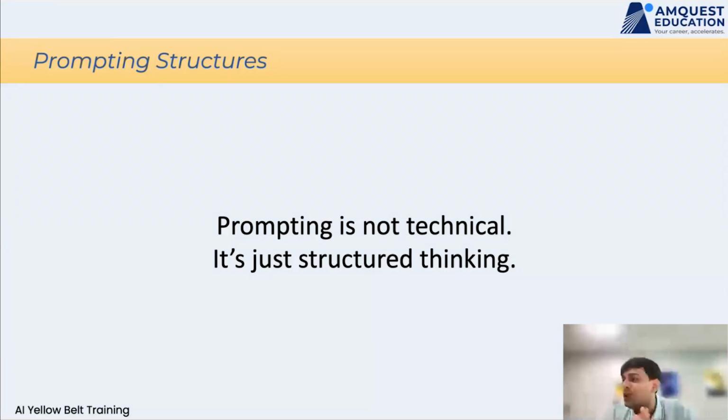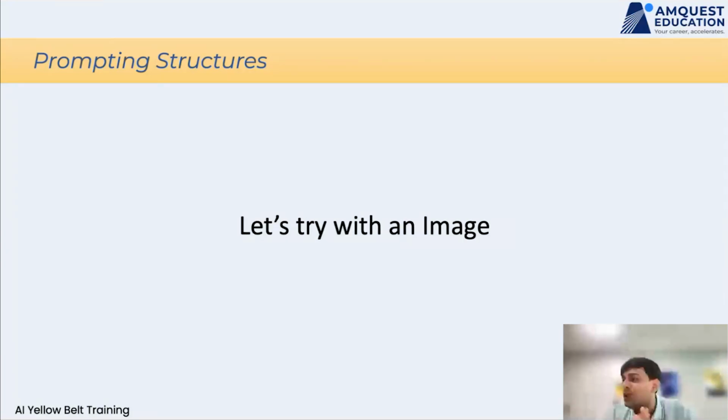All right. Now what we'll do next is try the same thing with an image. So far, we kept on writing chat messages and we got text output. Text is one format which AI generates. Image is another format that AI generates. Video is another format that AI generates. Now let's try the exact same thing with an image.